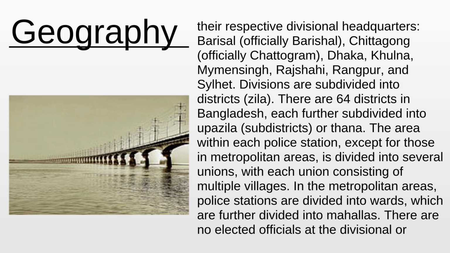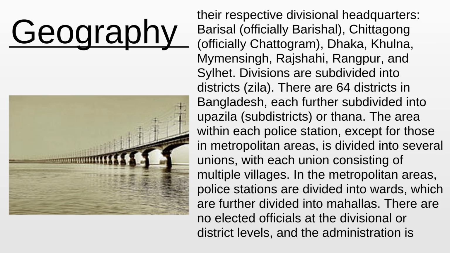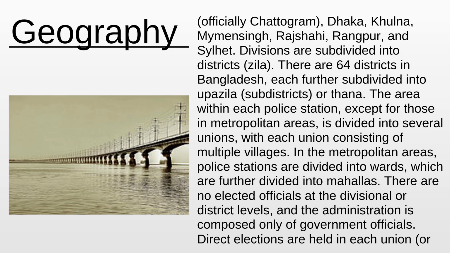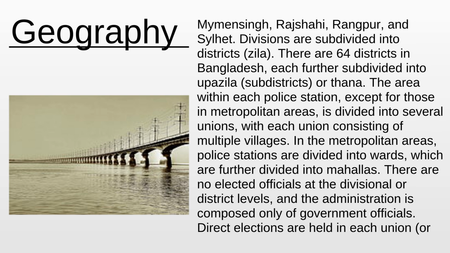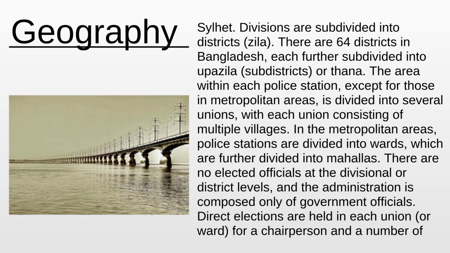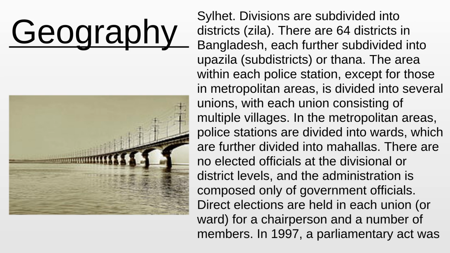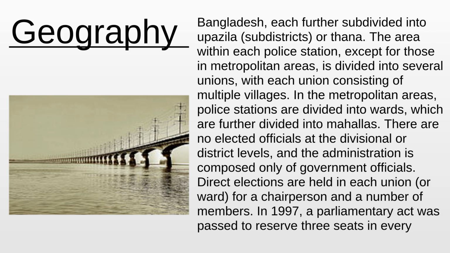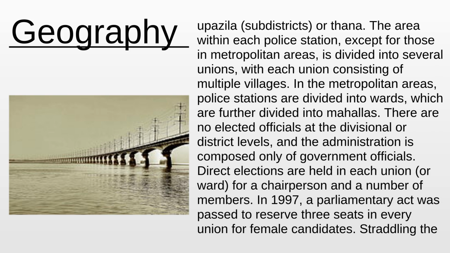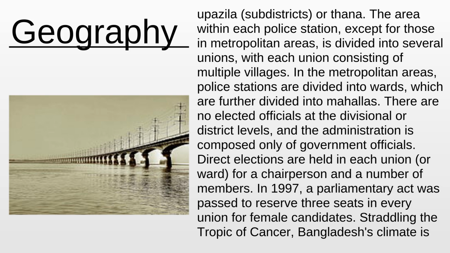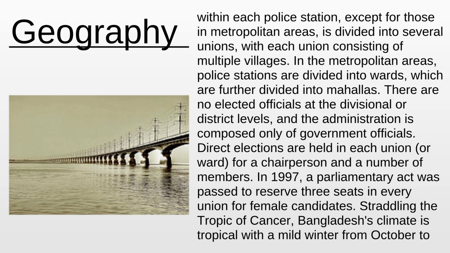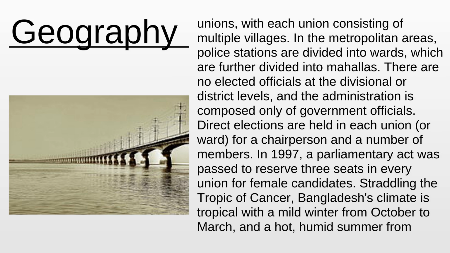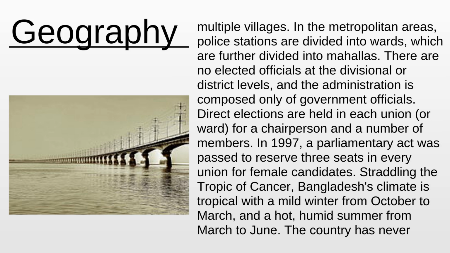There are 64 districts in Bangladesh, each further subdivided into Upazila, subdistricts, or Thana. The area within each police station, except for those in metropolitan areas, is divided into several unions, with each union consisting of multiple villages. In the metropolitan areas, police stations are divided into wards, which are further divided into mahallas. There are no elected officials at the divisional or district levels, and the administration is composed only of government officials.